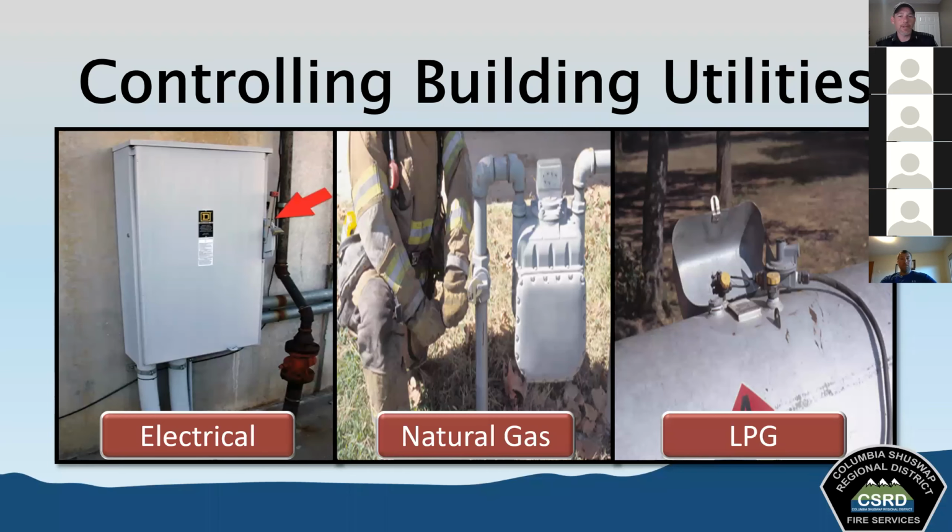So controlling building utilities is something that we need to consider when we pull up to any structure fire. We'll talk about electricity first. Typically it's coming from the commercial power company. There are alternative power sources as well, possibly solar panels and other things on roofs.